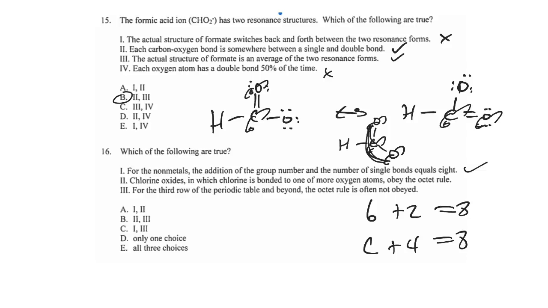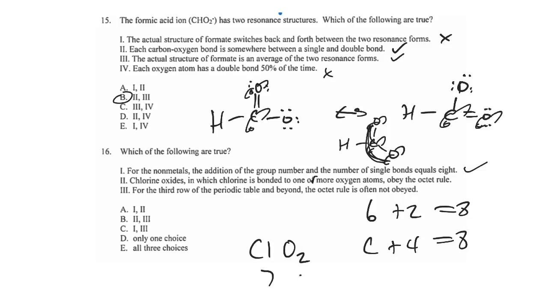So chlorine oxides, in which the chlorine is bonded to one or more oxygen atoms. It's probably supposed to say 1 or more oxygen atoms. Chlorine oxides, in which chlorine is bonded to 1 or more oxygen atoms, obey the octet rule. It's supposed to say or, I believe. Obey the octet rule. Like ClO2.